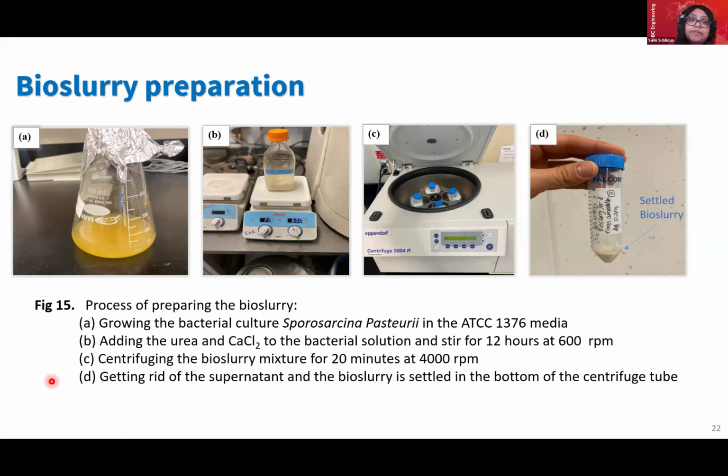The process of preparing bioslurry starts with growing the bacteria that we have used, Sporosarcina pasteurii, in the ATCC 1376 media. And then we added the urea and calcium chloride to the bacterial solution and stirred that for 12 hours at 600 RPM, then centrifuged the bioslurry mixture for 20 minutes at 4,000 RPM, getting rid of the supernatant, and the bioslurry is settled in the bottom of the centrifuge tube that we saw here. That's the first step of preparation of the bioslurry.